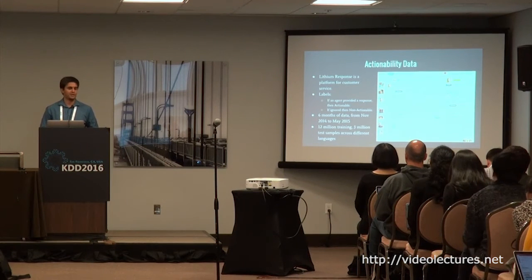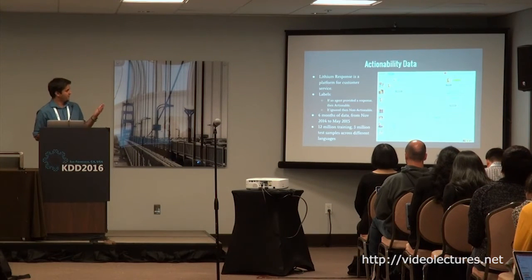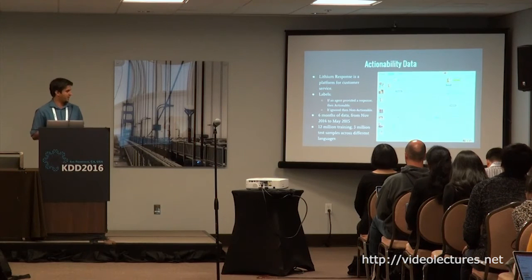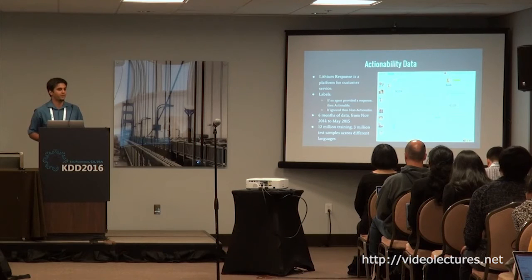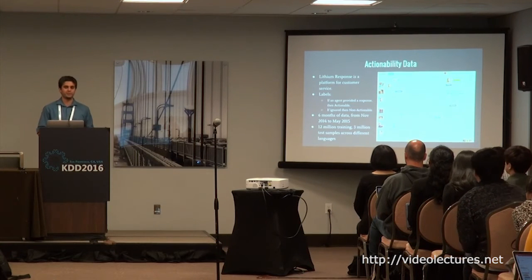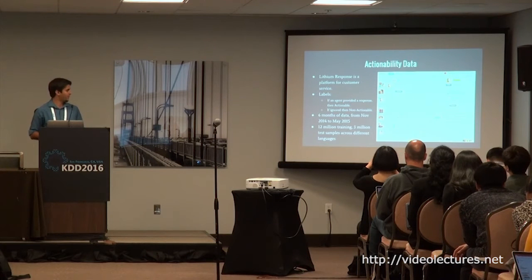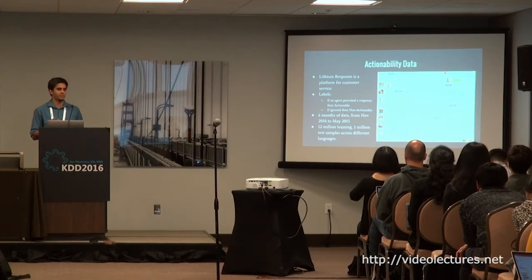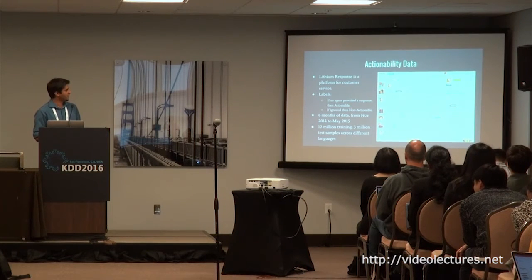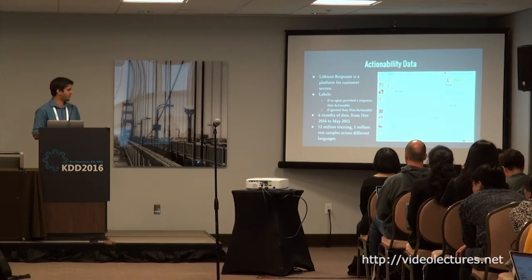So the question is how do we get this labeled data. For the case of actionability, at Lithium Technologies, there is a product called Lithium Response, which is a platform for customer service. This is being used by a lot of big corporations, where messages coming from social media, from Twitter, from Facebook, from Google Plus, go into this platform and are routed to a company agent who is going to respond to the message.